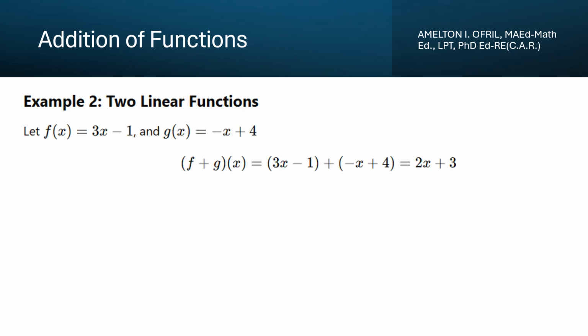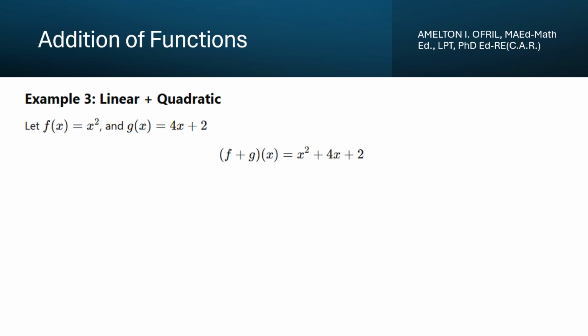And the next example, we have two linear functions. So with this, the f of x is 3x minus 1 and the g of x is minus x plus 4. So notice that we have two quantities here. So 3x minus 1 plus minus x plus 4. So combining like terms, 3x minus x will become 2x, and negative 1 plus 4 should become positive 3. Okay, two linear functions. Example number 2.